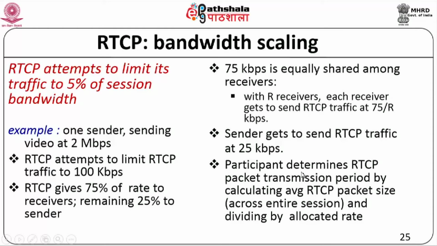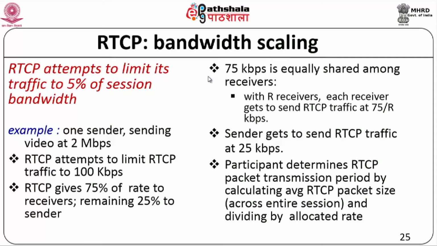Each participant will determine the RTCP packet transmission period, that is the inter RTCP packet time, by calculating the average RTCP packet size across the entire session and dividing it by the allocated rate. It knows what is the rate allocated to it. So, based on the allocated rate, the packet size and the total bandwidth that is available, it will calculate the inter-arrival time. This is how RTCP will handle the bandwidth scaling.